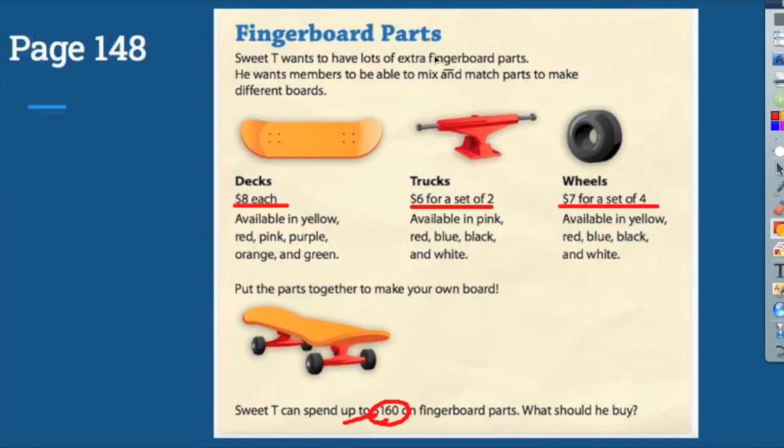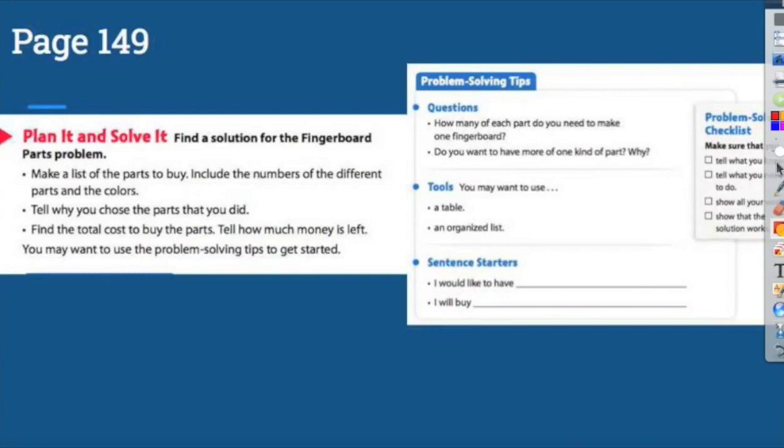Okay, so remember, we want to have a lot of extra fingerboard parts, and we're going to work through this together. Same kind of process. On a blank sheet of paper off to the side of your packet, make a list of the parts to buy. Include the numbers of different parts and the colors. Tell why you chose the parts you did. Find the total cost to buy the parts. Tell how much money is left. And you also may want to use the problem-solving tips to get started, which are over here, similar to the last problem.